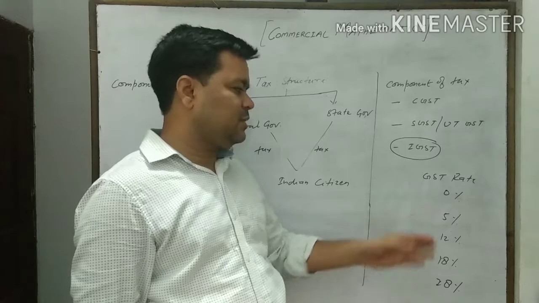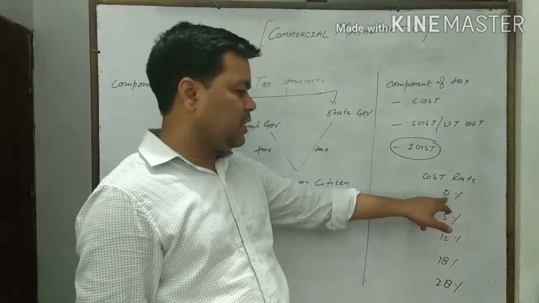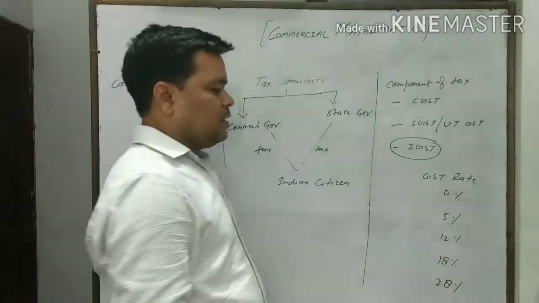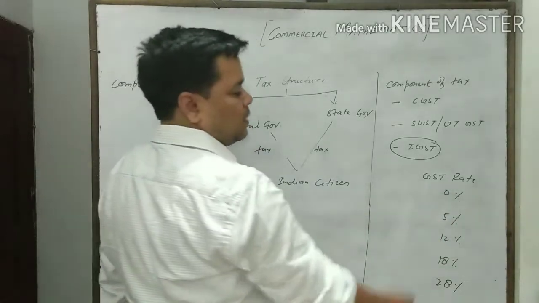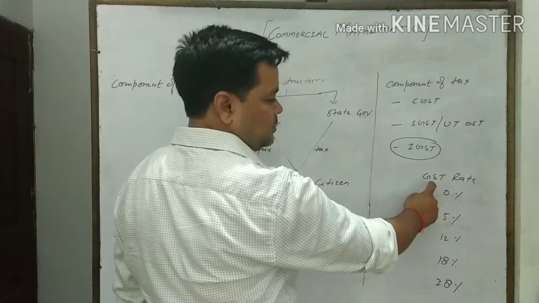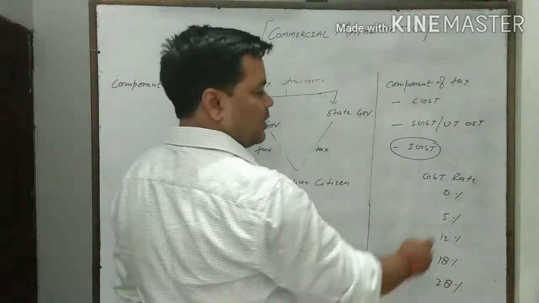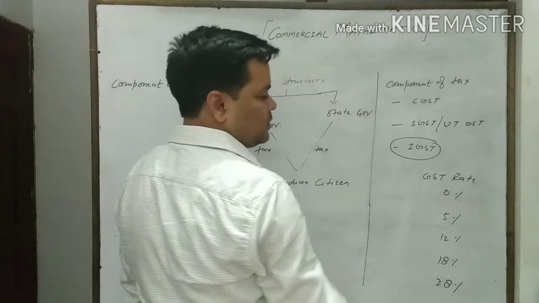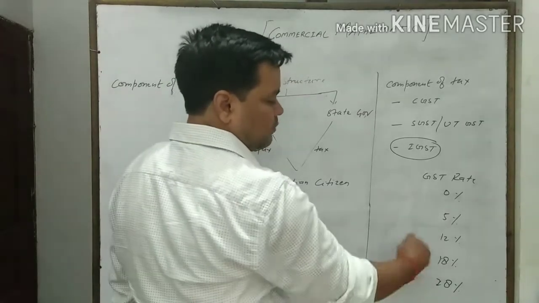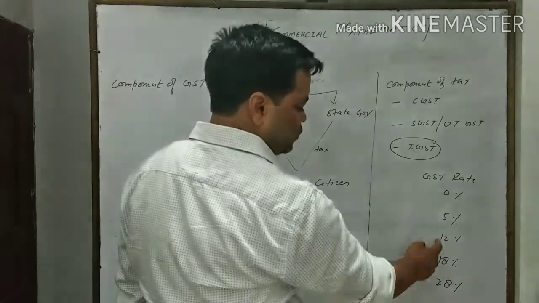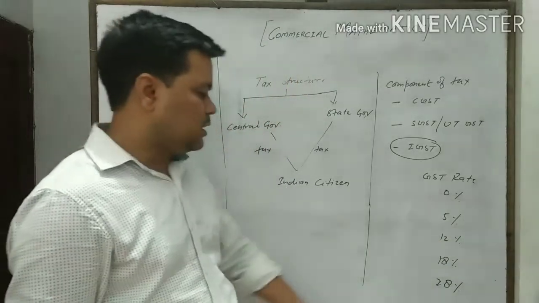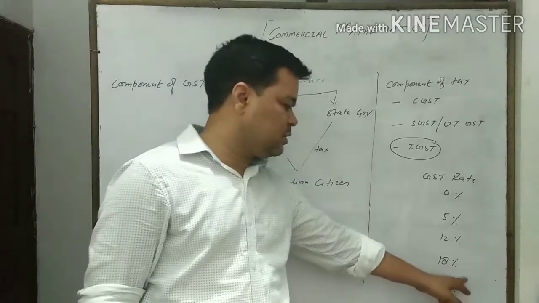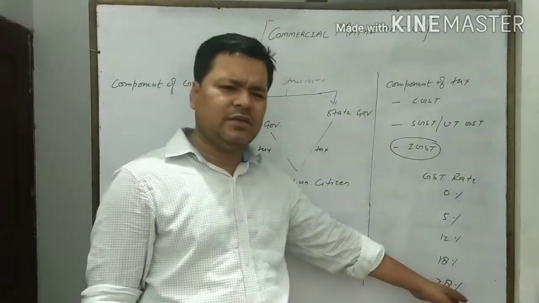There are some commodities which are very important for the survival of life, like medicines. For those commodities, GST is 0%, which means GST is not collected for that commodity. But there are some commodities for which GST is 5% and for some other 12%, and finally 28%. Here 28% is just like for wine and other things.